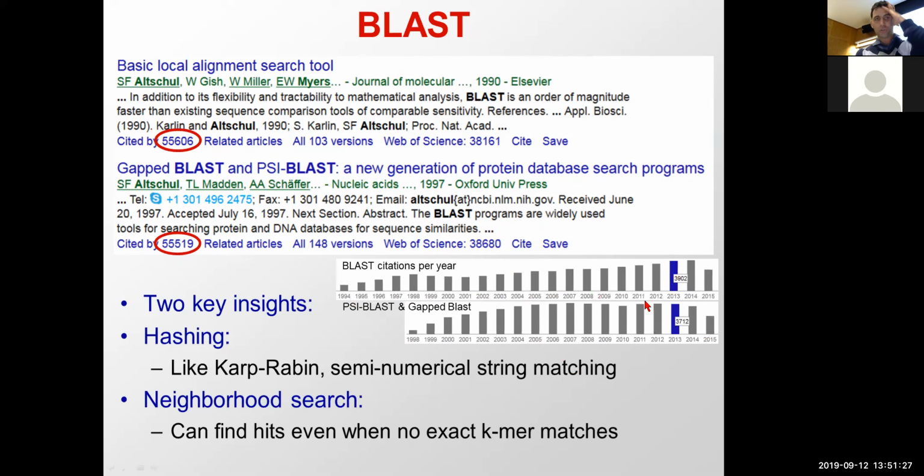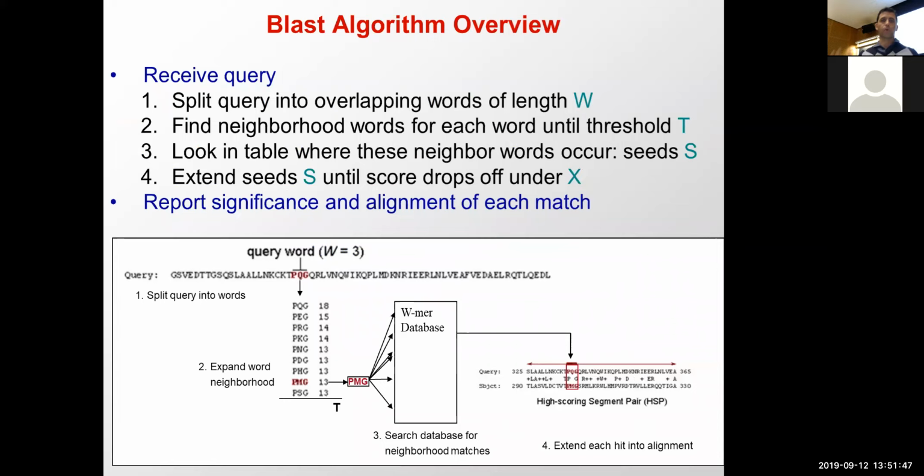The two insights are, number one, hashing, and that's just like Karp-Rabin, semi-numerical string matching. The second one is neighborhood search, so we can find hits even when there are no exact k-mer matches. So here's how the algorithm works. We first receive a query, for example PQG. That's in amino acid space. That's the query that we're looking for.